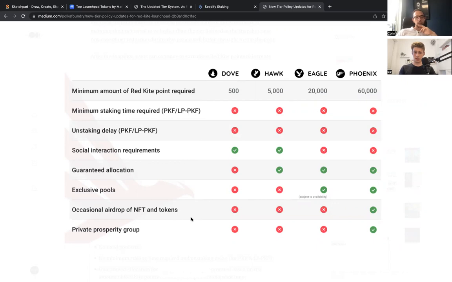It's funny, they actually put in small letters subject to availability. So in Eagle, it's not guaranteed. No, usually what happens is they offer it at Phoenix. If they fill it up, then those guys don't get it, right? And if they don't fill it up, then they can also participate. Right. And a private prosperity group, that's also marketing gimmicks, right?